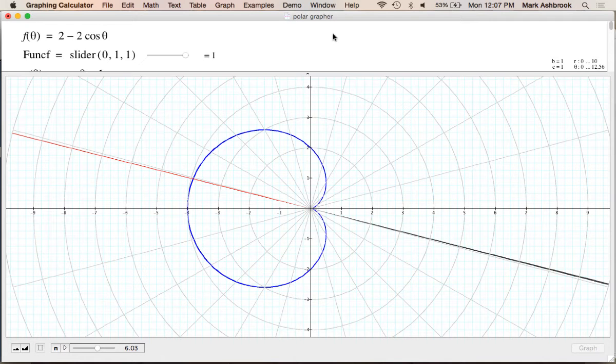Okay, so for this graph here, 2 minus 2 cosine theta, we want to find the highest point on the curve. So we can kind of eyeball it up here somewhere, right? But what do we know mathematically about that point?